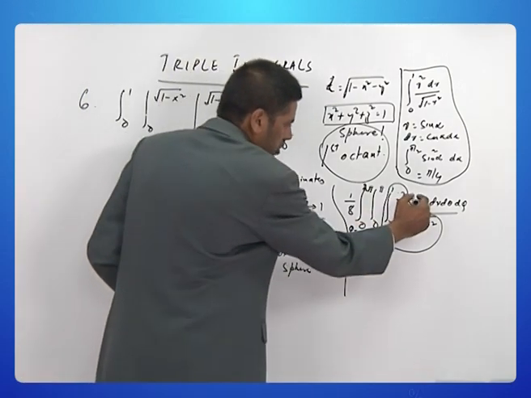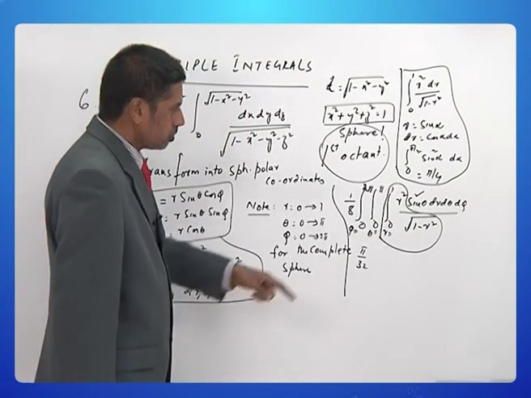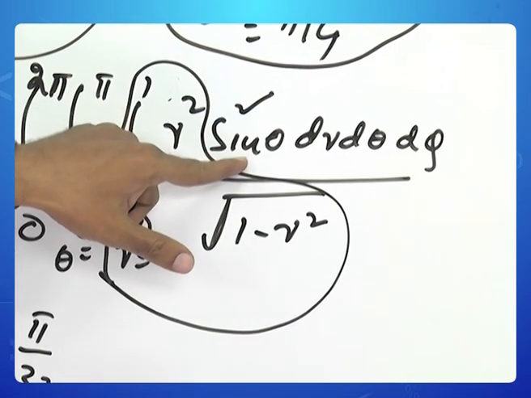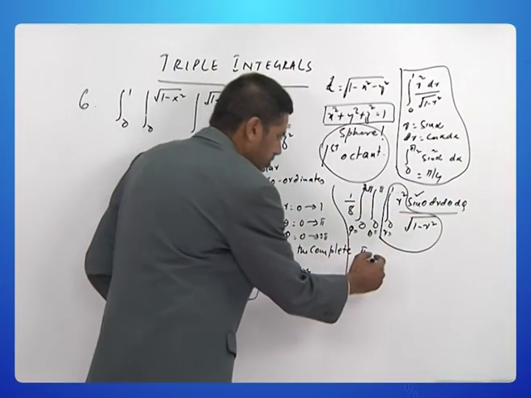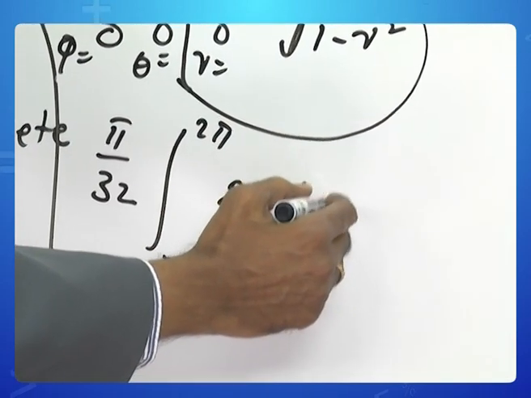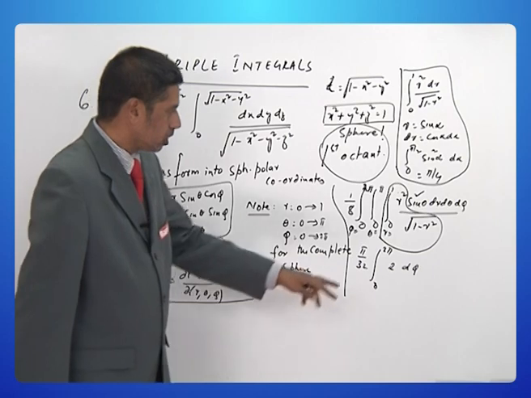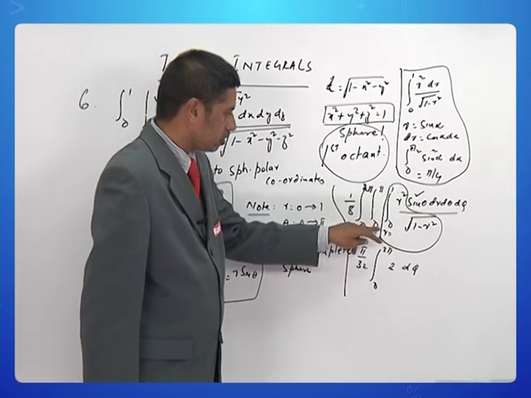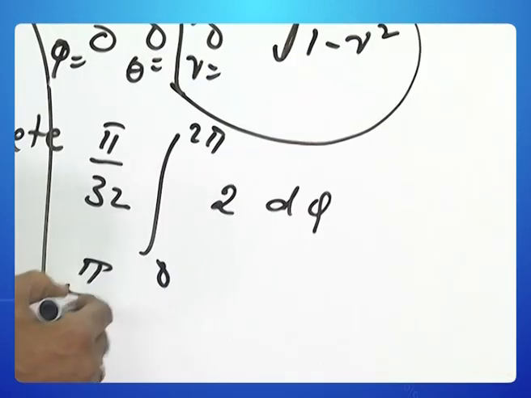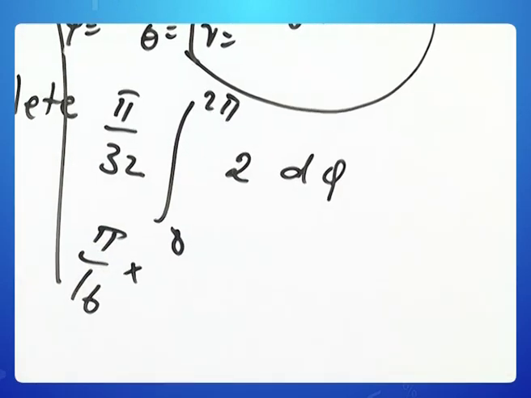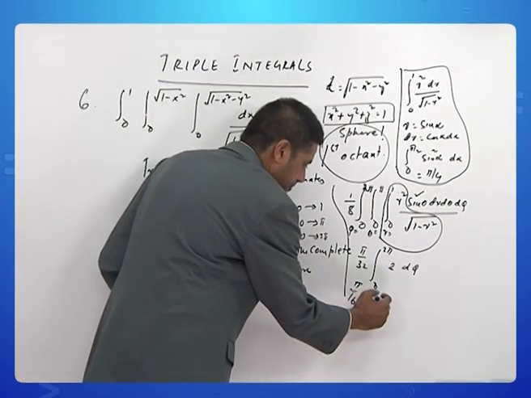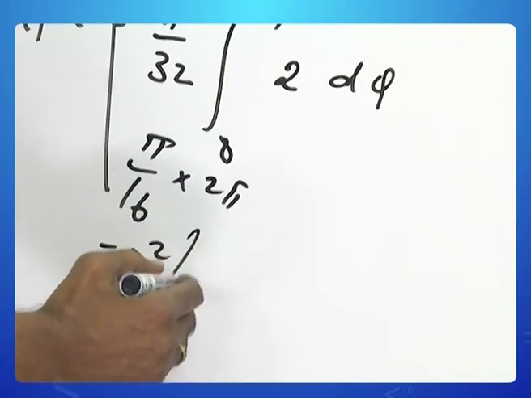The next integration is with respect to theta. When you integrate sin theta from 0 to pi, you will get minus cos theta from 0 to pi. So that becomes nothing but 2 d phi. 2, because the integration of sin theta is minus cos theta from 0 to pi, you will get 2. So you will get pi by 16 into the integration of d phi, which is 0 to 2 pi. So we'll get pi square by 8.